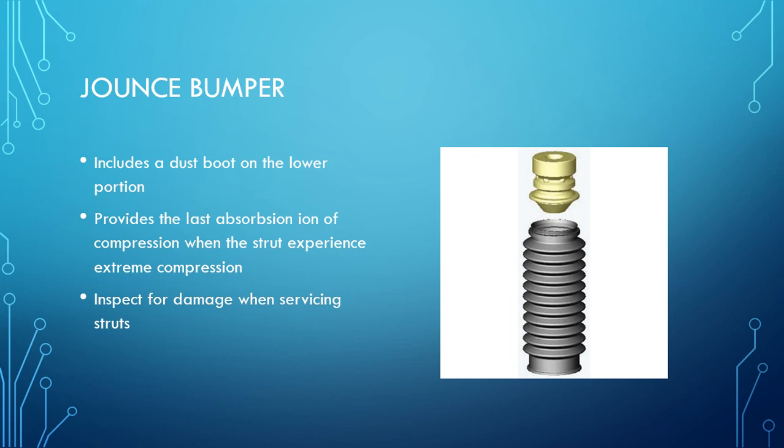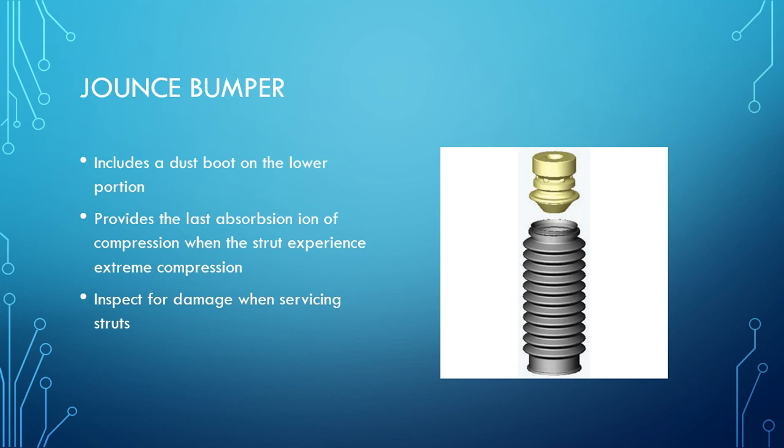The jounce bumper is comprised of two parts, the dust boot and the insulator itself. Just to elaborate, the jounce bumper is basically the last resistive cushion when a suspension experiences a high bounce, a pothole, or an abrupt resistance in the strut.